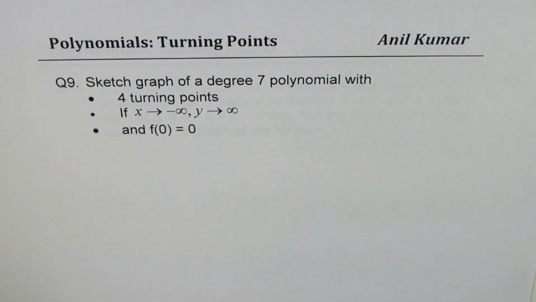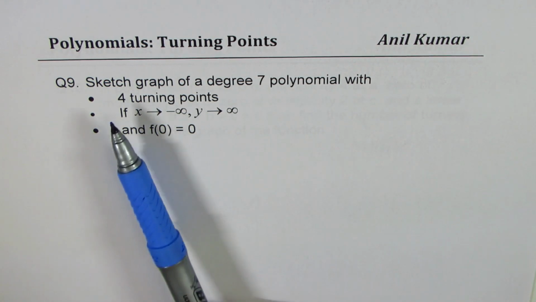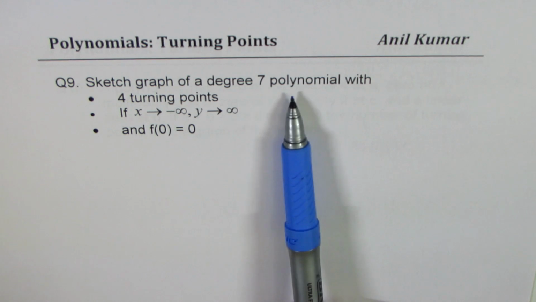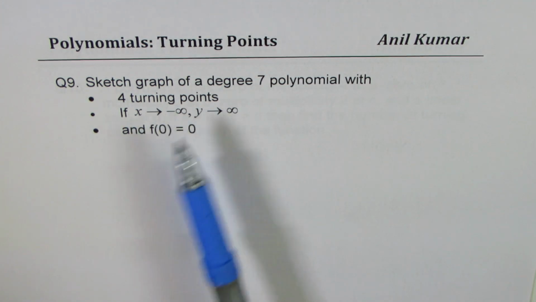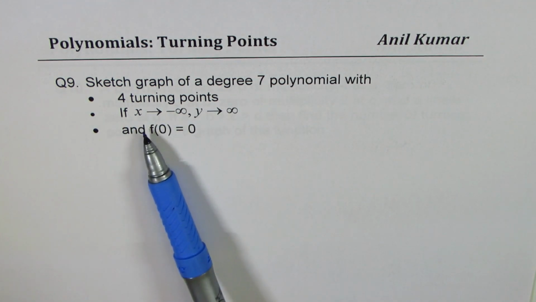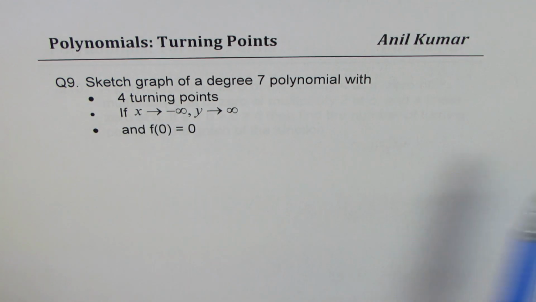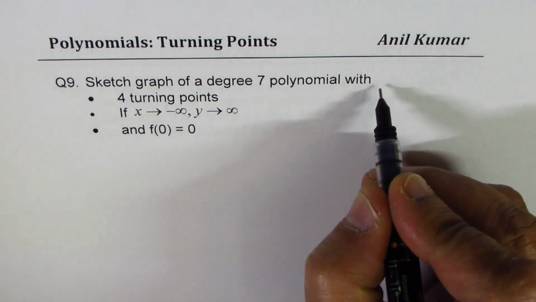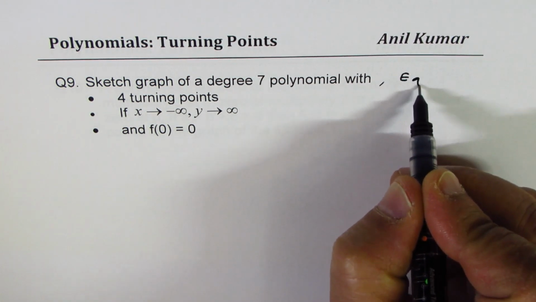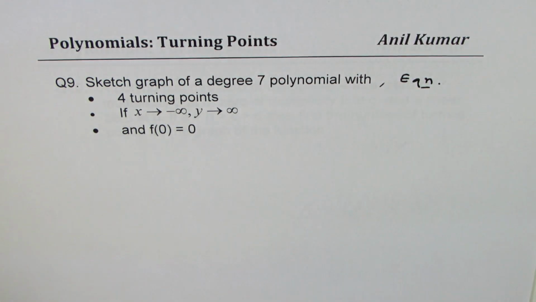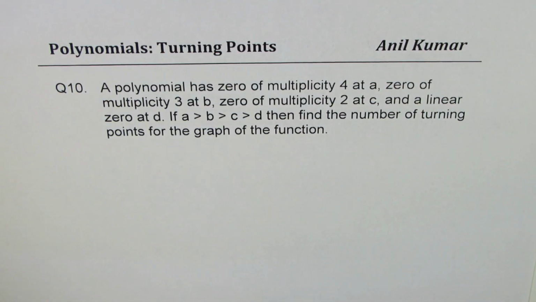Now question number 9 here is a communication question. Sketch the graph of a degree 7 polynomial with 4 turning points. If x approaches minus infinity, y approaches infinity, and f of 0 equals 0. You may like to give the equation also, right? So that's optional. So also you may give the equation of your function. Is that okay?